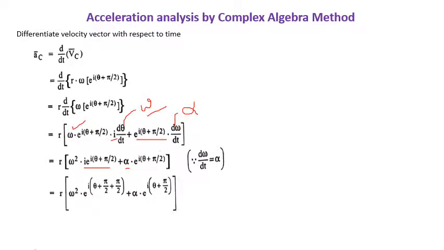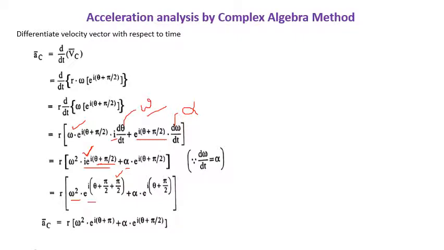Next, in order to eliminate this i term, we have to add pi by 2, or 90 degrees, to the existing angle. Theta plus pi by 2 is the existing angle. If we add 90 degrees to this existing angle, this i will be eliminated. Therefore, omega square into e to the power of i into theta plus pi by 2 plus pi by 2, the i is eliminated. In the next term, as it is, alpha into e to the power of i into theta plus pi by 2.